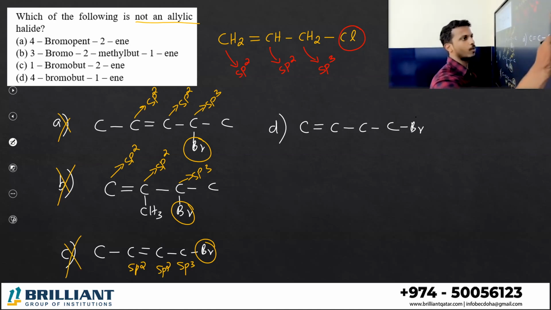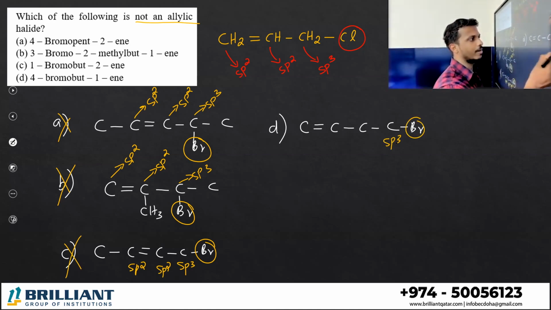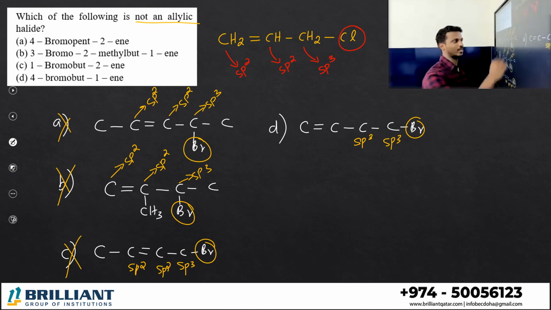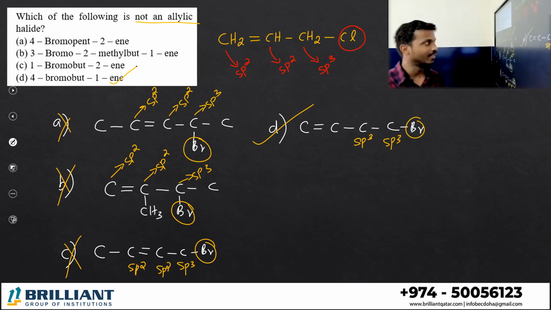What about option D? Bromine-connected carbon sp3, but the nearby carbon is also a single-bonded carbon, sp3. No. It has to be sp3, sp2, sp2, not sp3, sp3. So option D is the answer. Correct? Next one.